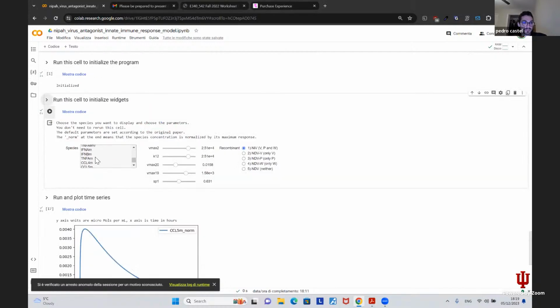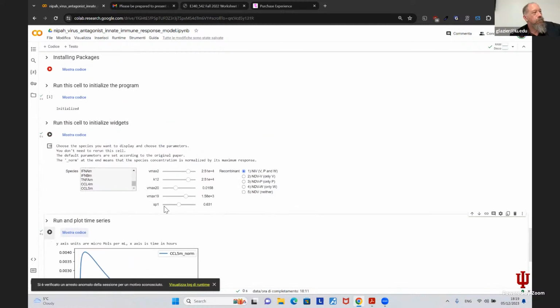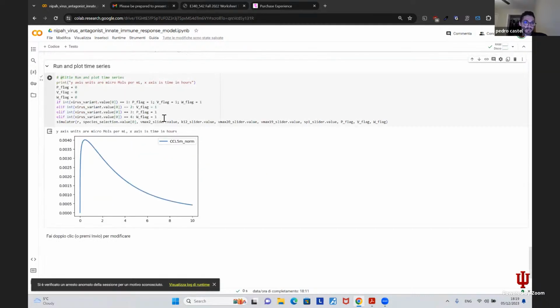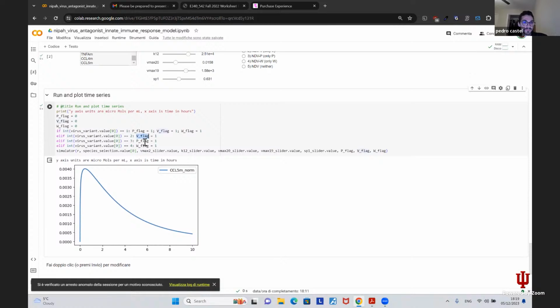So let me just, eventually in one of those, I think it's here. Yeah, so there are flags for each one of the proteins. So I can activate V and deactivate P, activate both, activate all of them. I can do all sorts of combinations.